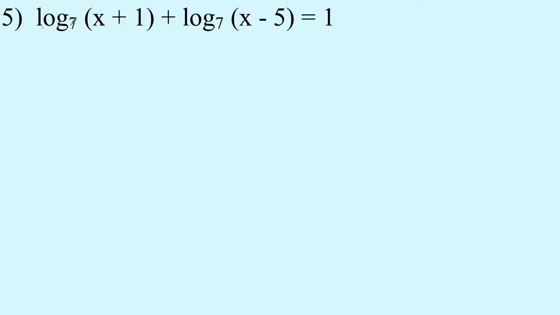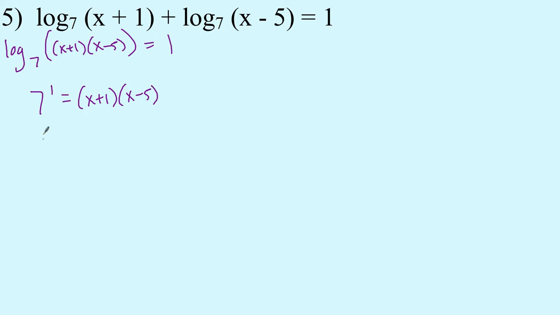All right, so here we can solve this a couple different ways. Go ahead and practice it on your own. All right, what I would do is start by multiplying. So you have x plus 1 times x minus 5. We do our loop-de-loop: 7 to the 1st equals x plus 1 times x minus 5. So 7 equals, make sure you FOIL that correctly.